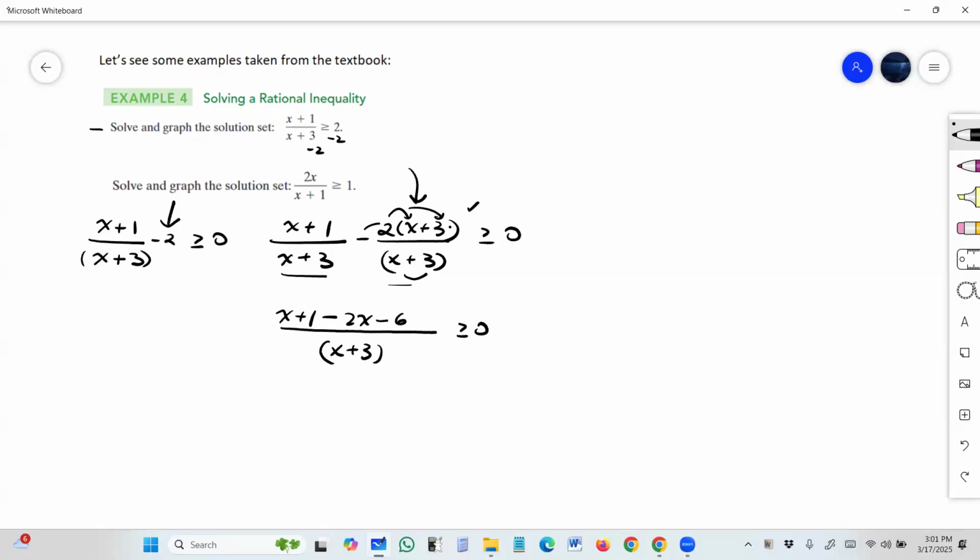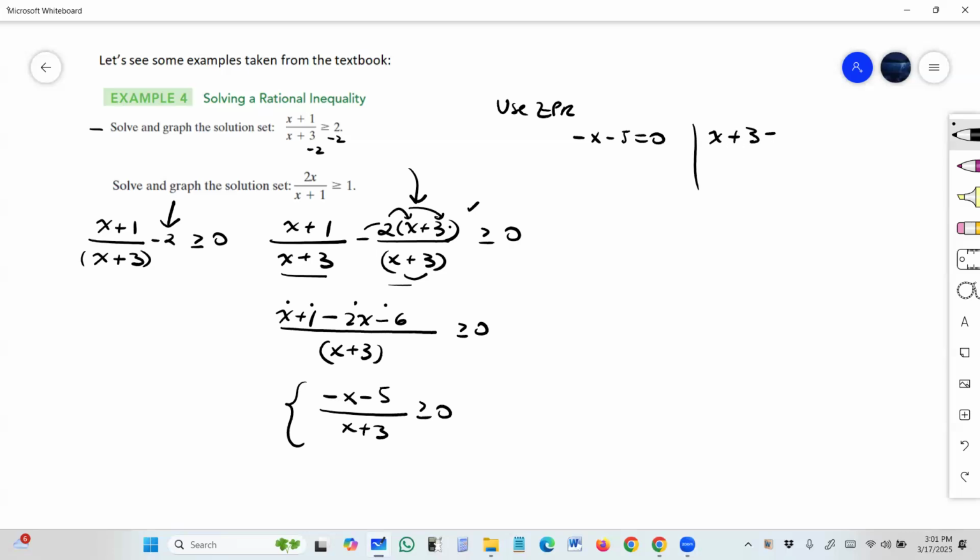Combine like terms. So I have x minus 2x minus x, and positive 1 minus 6 minus 5. And I have x plus 3 right there. All right, at this point, the rational part of the inequality is fully factored. I'm going to now use the zero product rule, and I'm going to set each factor to 0 just as before, and I'm going to solve it for x.